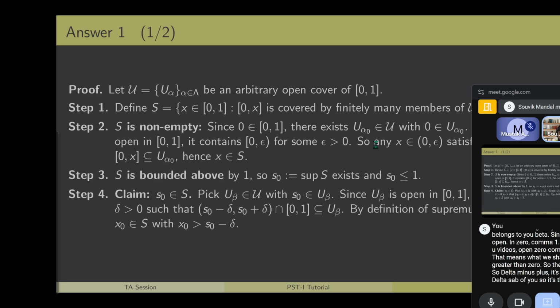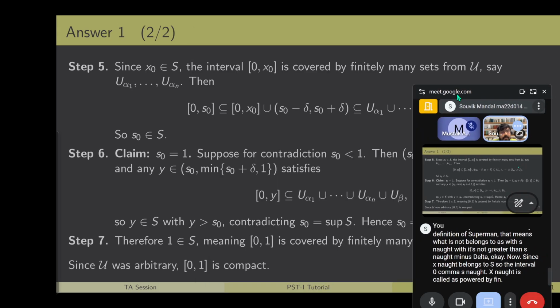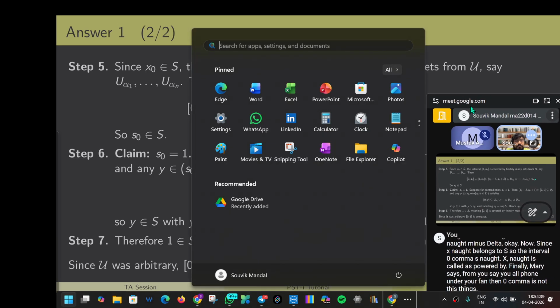So by the definition of supremum, that means what? There is an x naught belonging to S with x naught greater than s naught minus delta. Now, since x naught belongs to S, the interval 0 comma x naught is covered by finitely many sets from u, say u alpha 1 up to u alpha n.